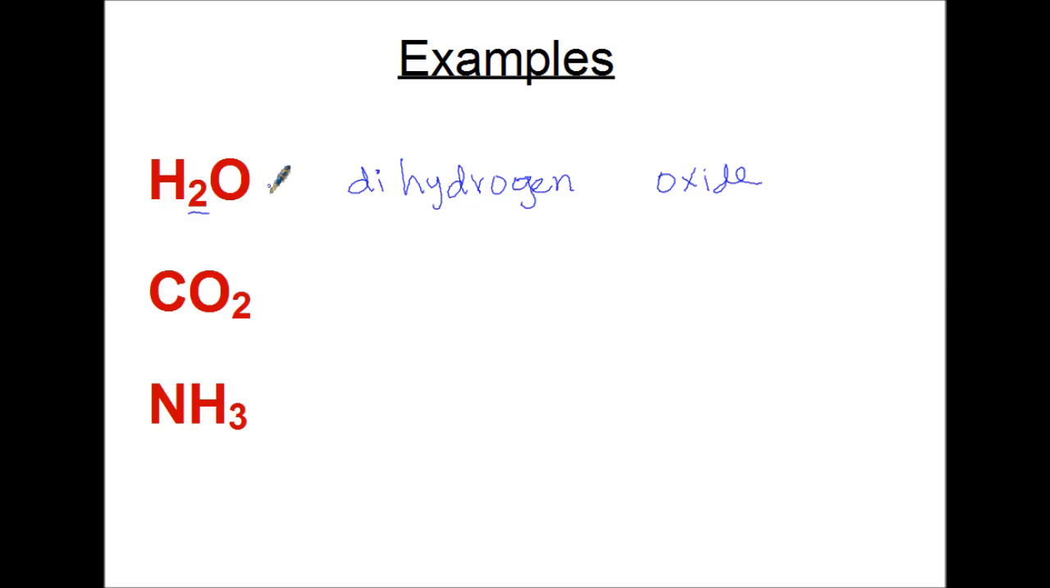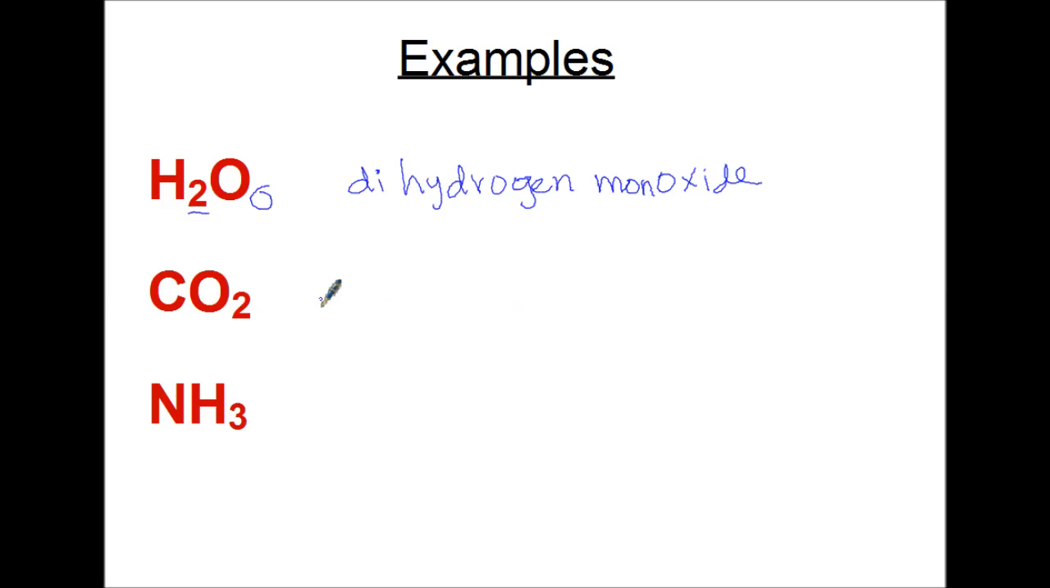Right here there is no subscript. It's blank, so we use that as an understood 1. Not a 0, but an understood 1. And the prefix for 1 is mono. But like we said in our rules, if we have a prefix that ends in a vowel that we're using with oxide, we go ahead and drop the last vowel. So instead of monooxide, we should write just monoxide.